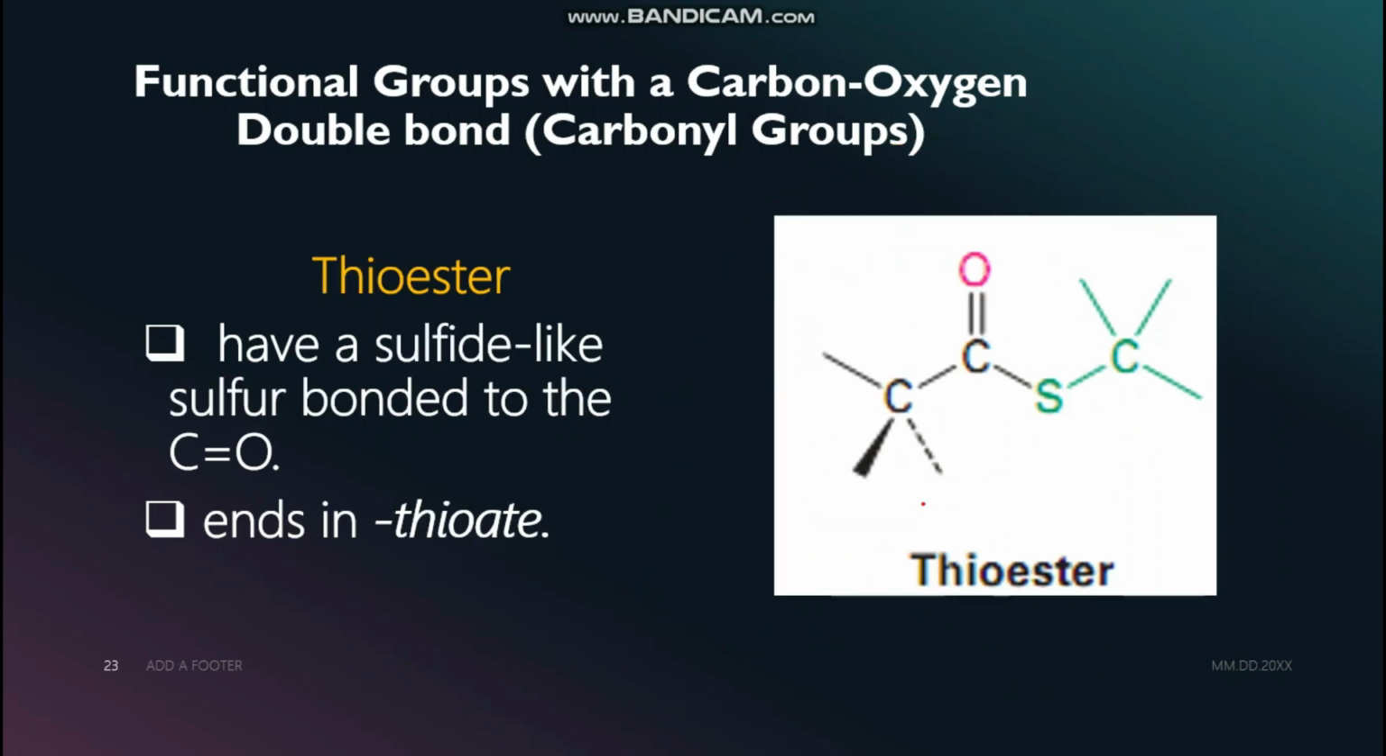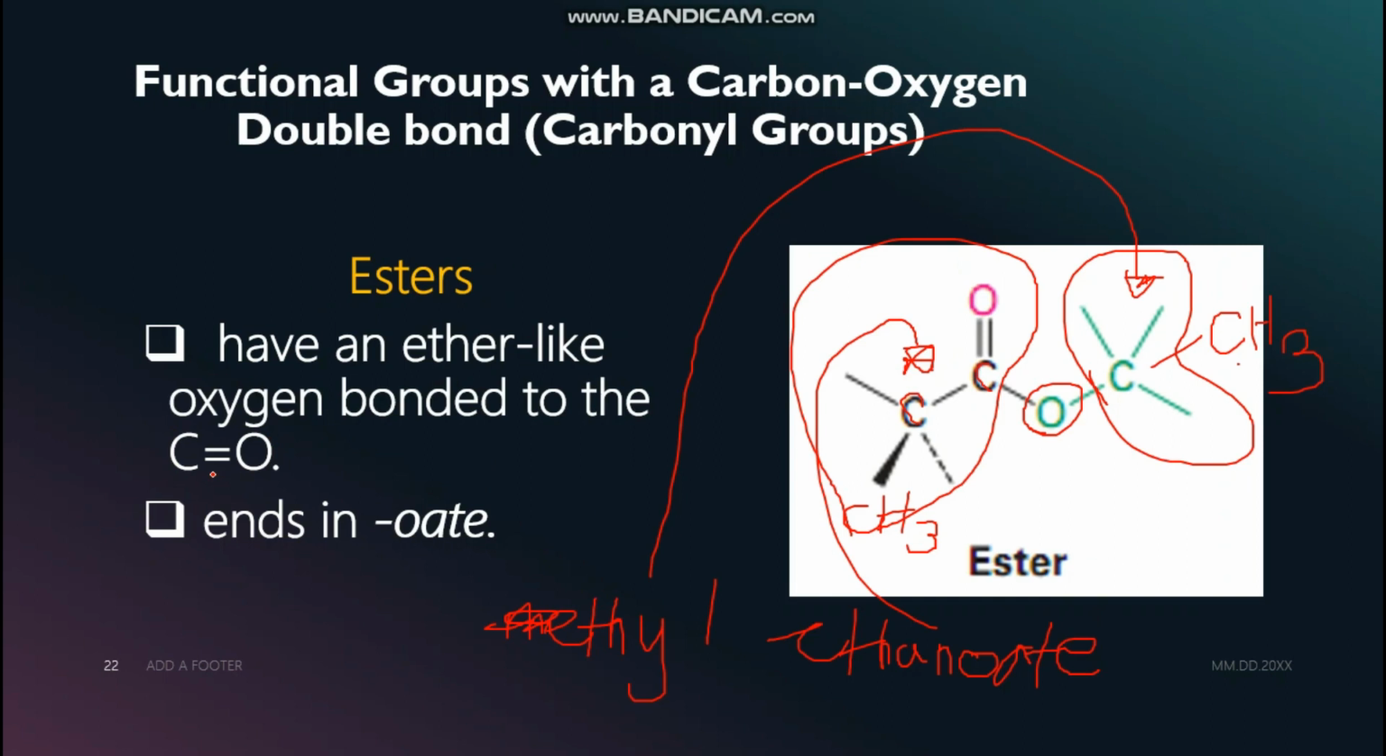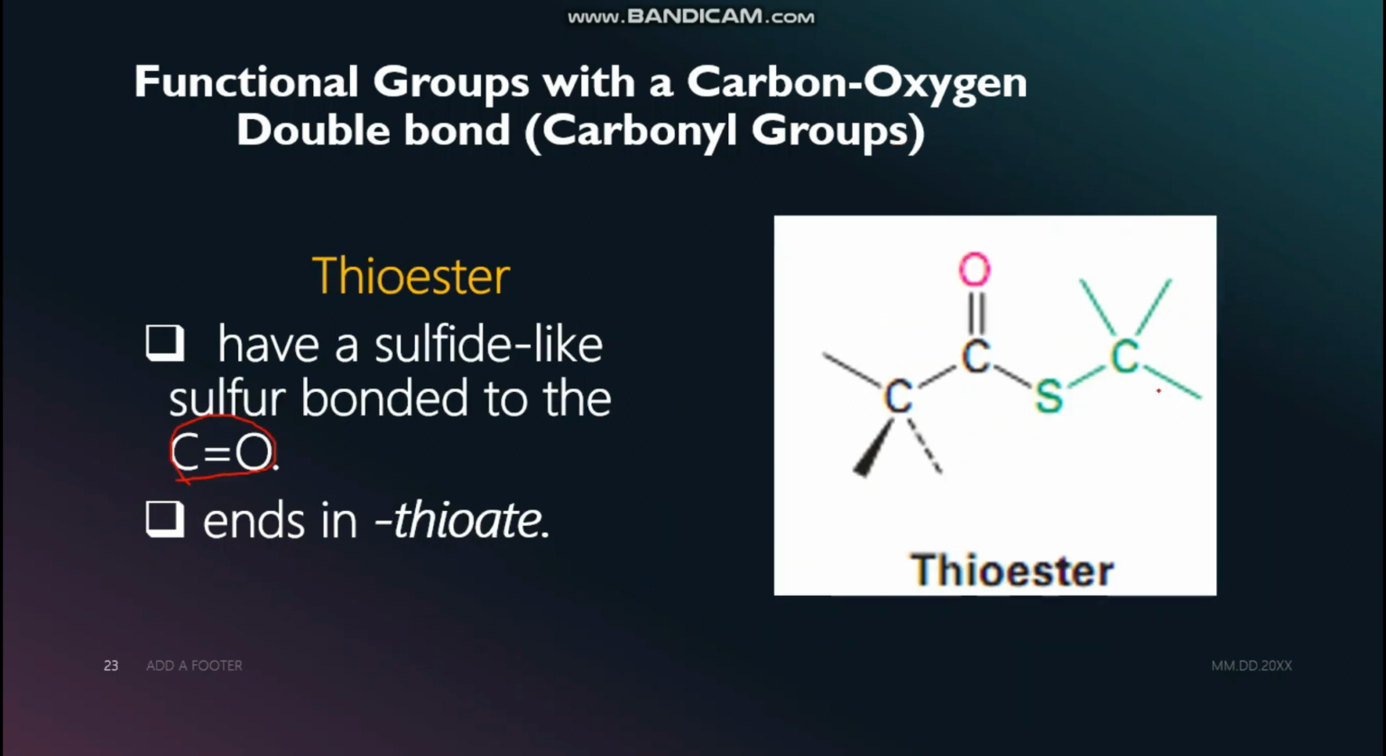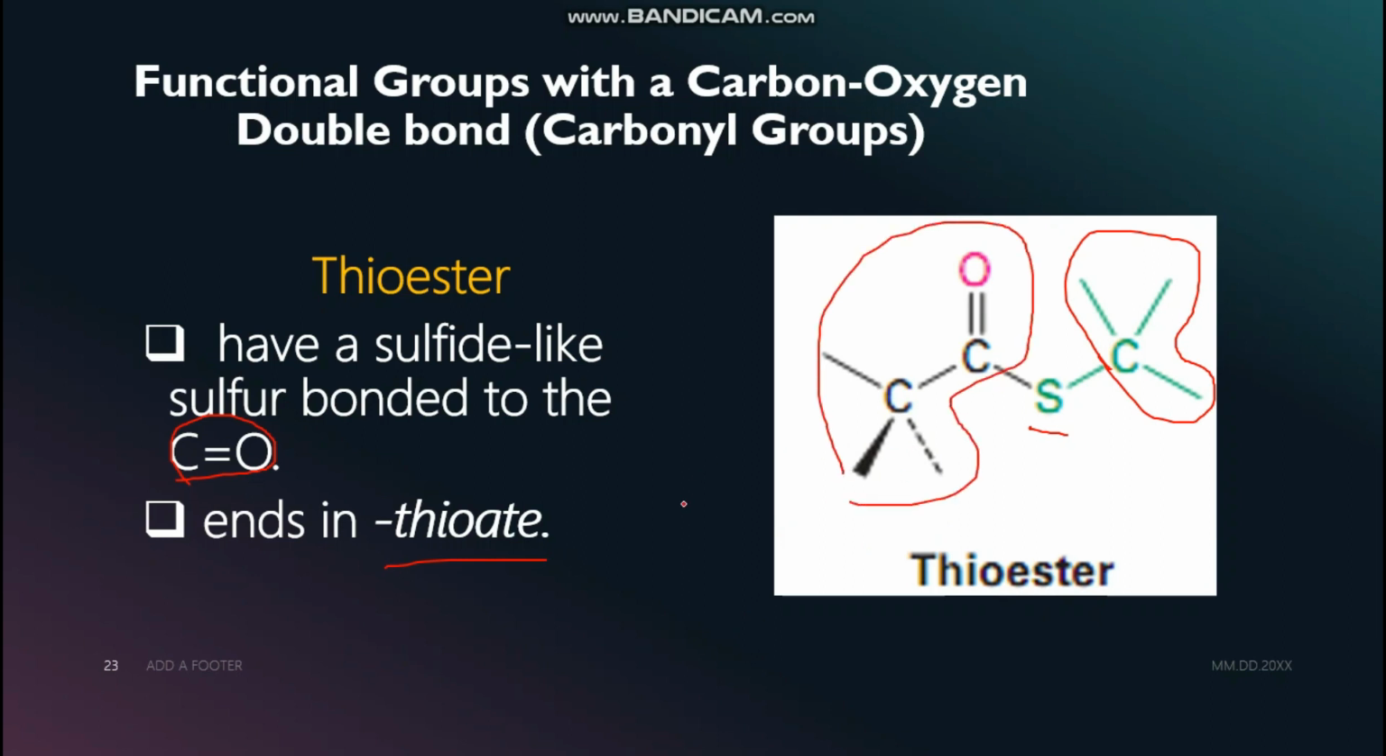So, another functional group is the thioester. So, it has a sulfide-like sulfur bonded to the carbonyl group. So, kung kanina sa ating esters, oxygen. But dito sa ating thioester, we have sulfur. And it ends in thioate. Okay? So, in this one, we have, ito muna, methyl, and the parent chain, since dalawa, that's ethane thioate.